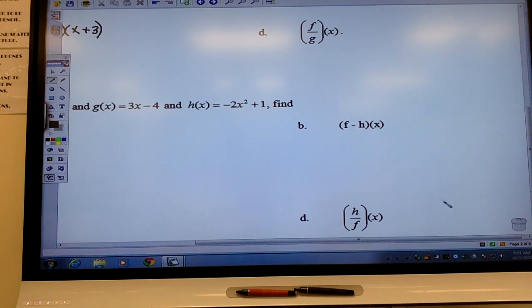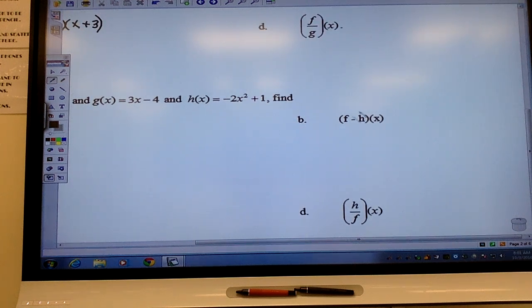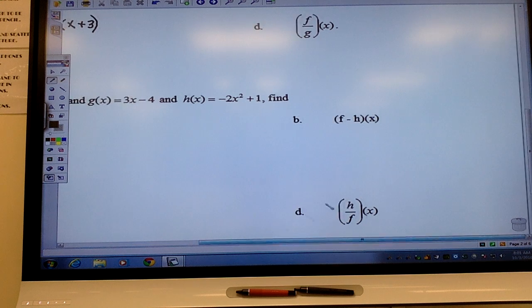All right, let's look at our last combination here of our 4 operations. And our last one is division. So basically, this is going to be 2x squared minus 1 over x plus 3.